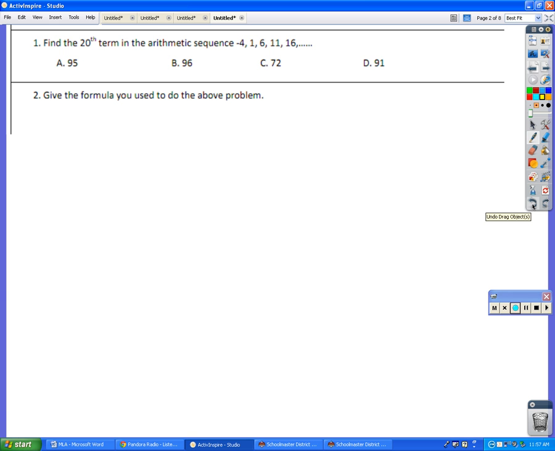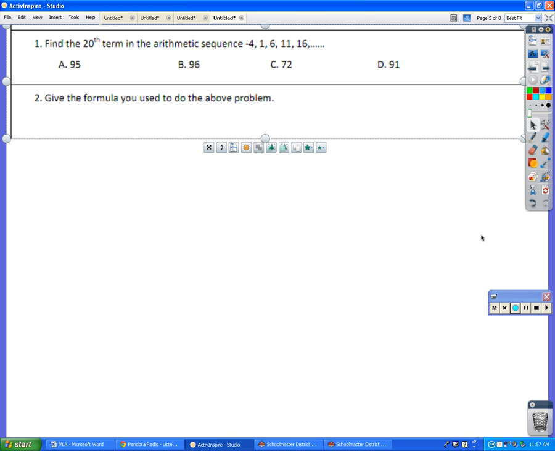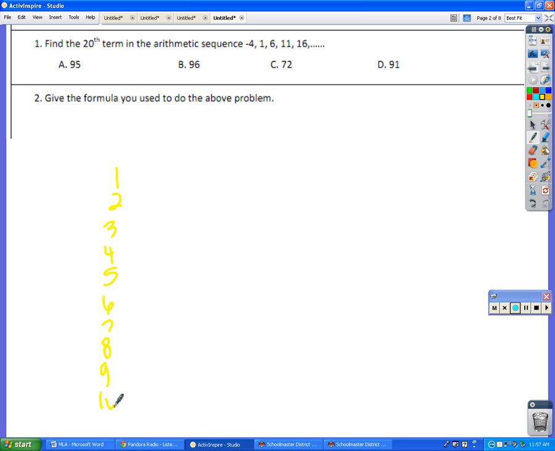Find the 20th term of the sequence. Arithmetic sequence. Okay, so what's our pattern there? Add 5. It's going up by 5, right? So here's the long way to do this problem, which you can't get wrong. 1, 2, 3, 4, 5, 6, 7, 8, 9, 10. They want the 20th, right? 11, 12, 13, 14, 15, 16, 17, 18, 19, 20. Okay, so then we've got -4, 1, 6, 11, 16. So we've been going up by 5 each time.